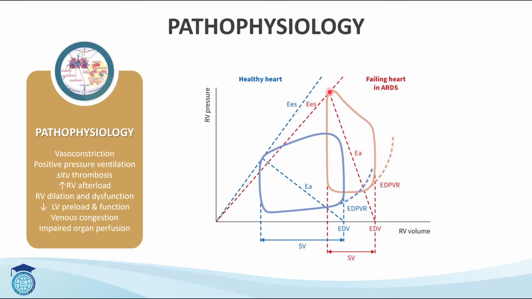This loop is what you see in patients with RV failure compared to the normal PV loop. Arterial elastance is increased, and diastolic volume is increased, contractility is decreased, stroke volume is decreased.